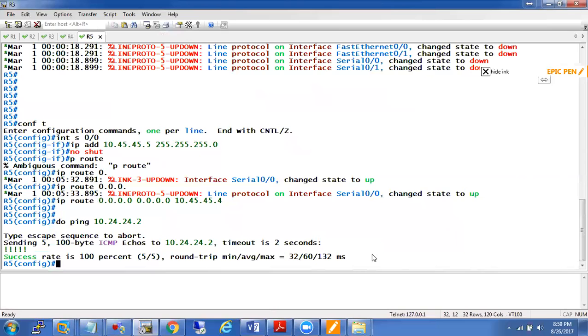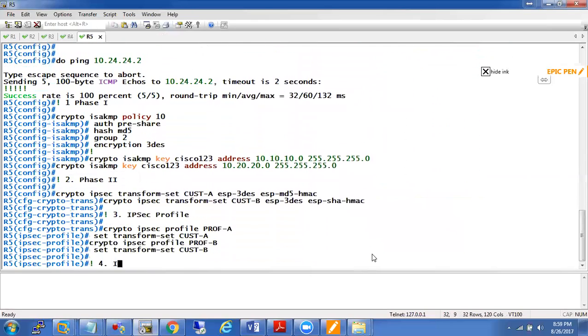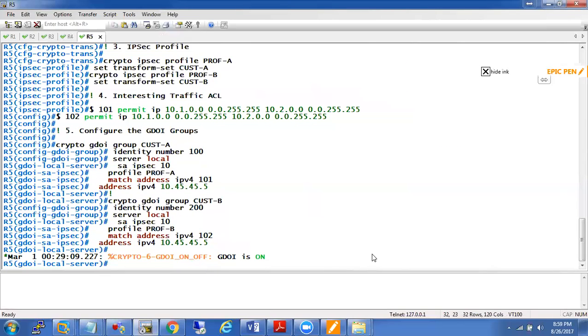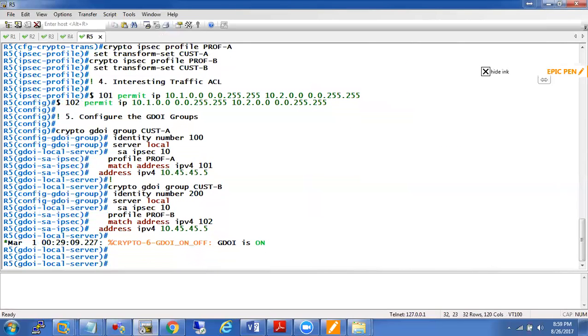No, there's no crypto map applied on the key server. So you would need to take care of it inside the group configuration itself. Done? So this took care of my key server.